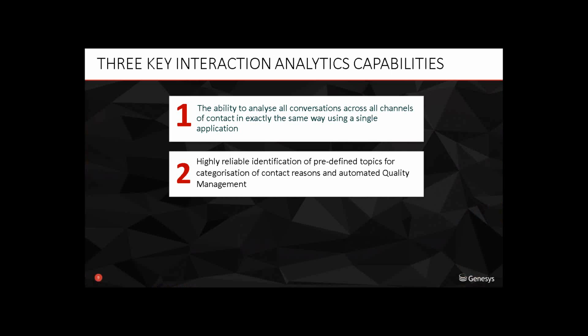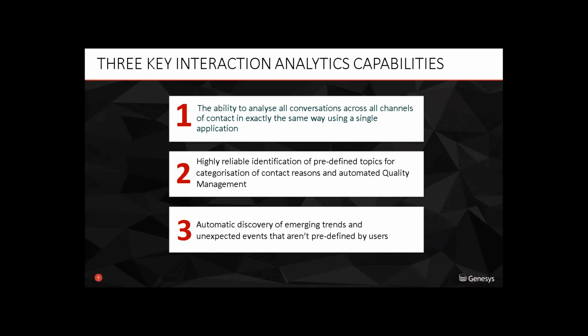But secondly, the second key capability is the highly reliable identification of predefined topics for categorization of contact reasons, because that's what really helps you to automate the quality management process. Because you'll need to be able to correlate the contact reason with the key performance indicator that's most important to your business, and you really need to be able to categorize contact reasons as a prerequisite to automating quality management.